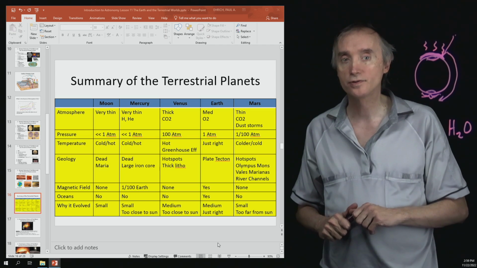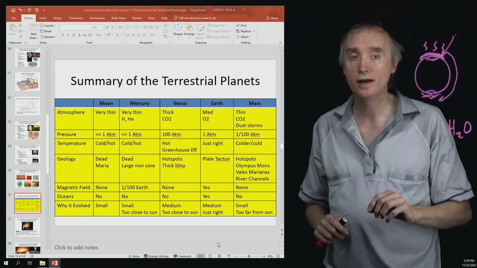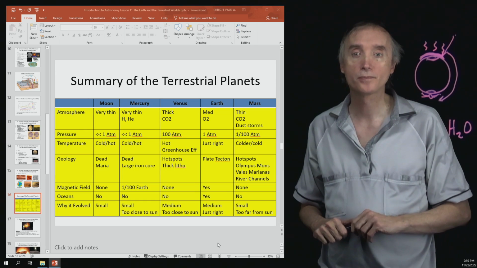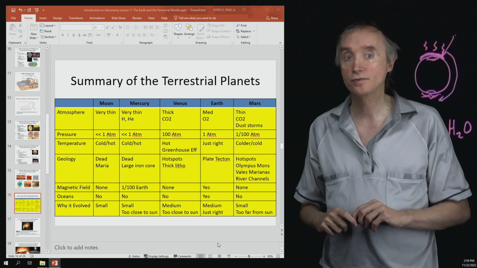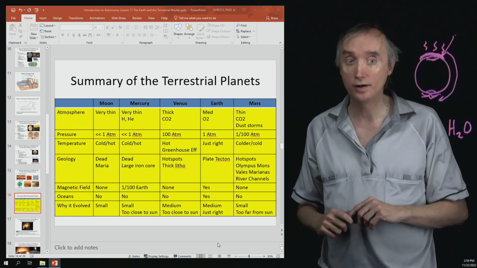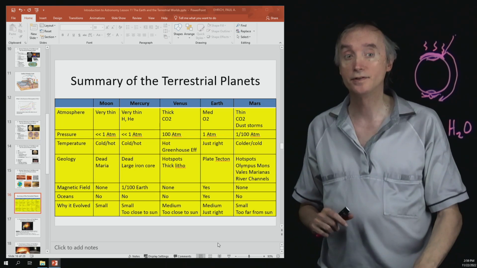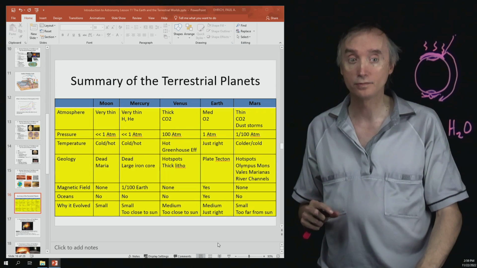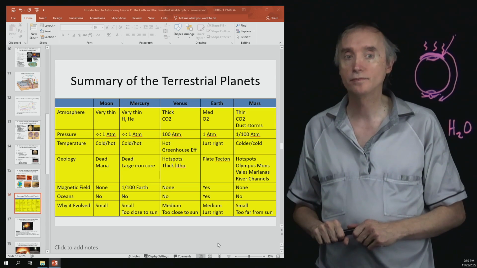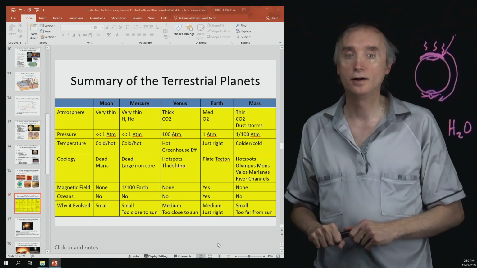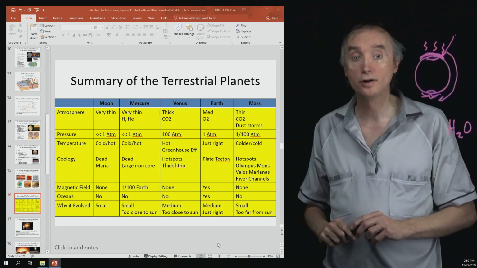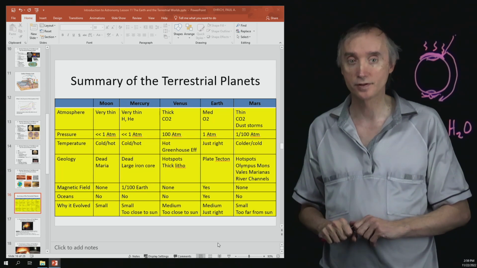And then Mars, okay, a very thin atmosphere composed of carbon dioxide. It has those terrific dust storms. Because it has the thin atmosphere, it has very little pressure. It's very cold because it's very far away from the sun. And it doesn't have a thick atmosphere to cause the greenhouse effect. It has hot spots, Olympus Mons, Valles Marineris, river channels, dry river channels, no oceans, and then what went wrong? It was too small and too far away from the sun.